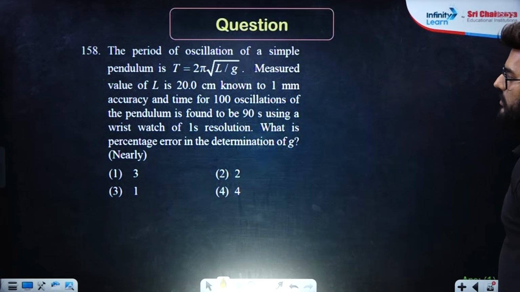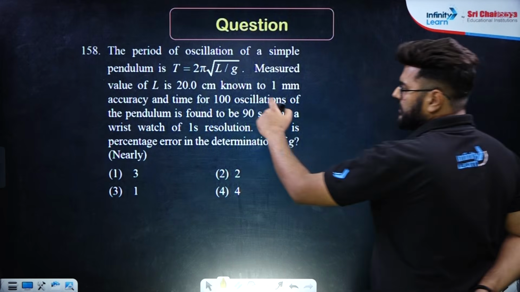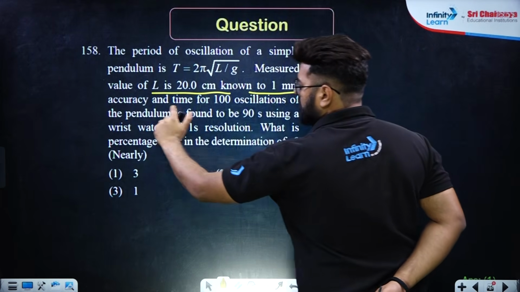Period of oscillation of simple pendulum is T equals to 2 pi root of L by g. Measured value of L is 20 centimeter, known to 1 mm accuracy. Okay.